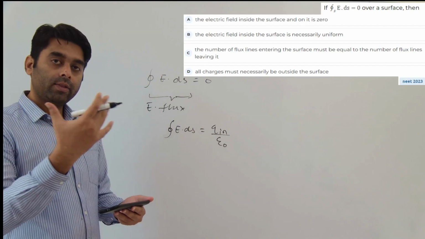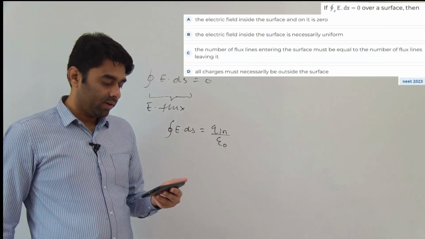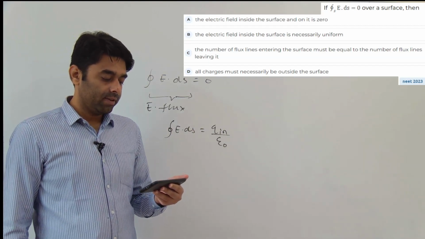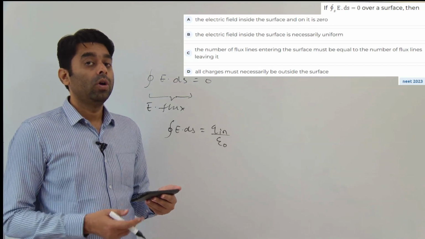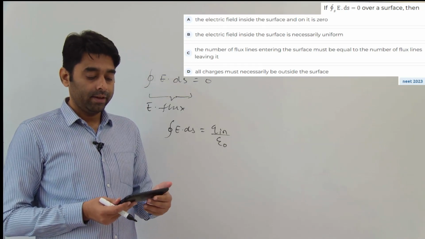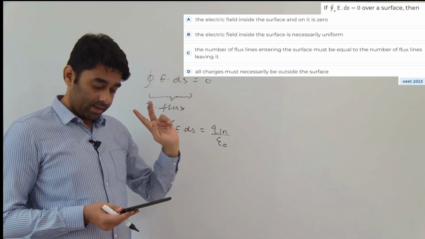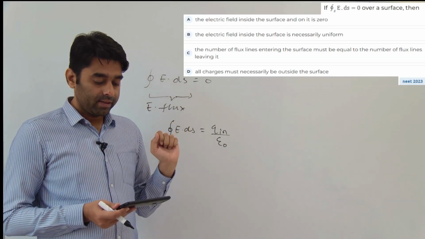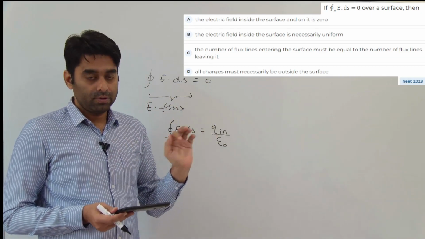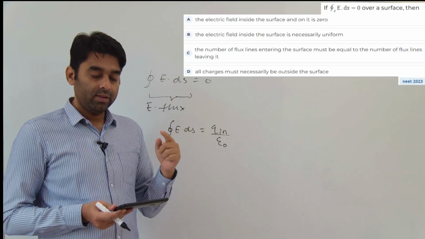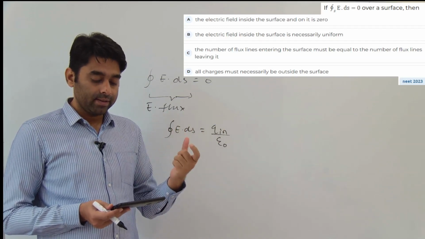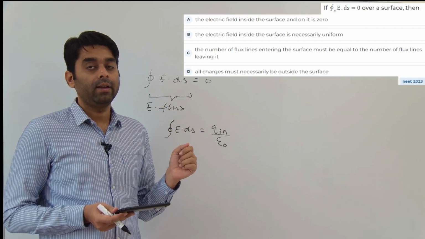Now they have given us 4 options. Let us check one by one. The electric field inside the surface and on it is 0. Not necessarily, the electric field is not necessarily 0. Let's see the second option. The electric field inside the surface is necessarily uniform. This is also incorrect. Option C says the number of flux lines entering the surface must be equal to the number of flux lines leaving the surface.